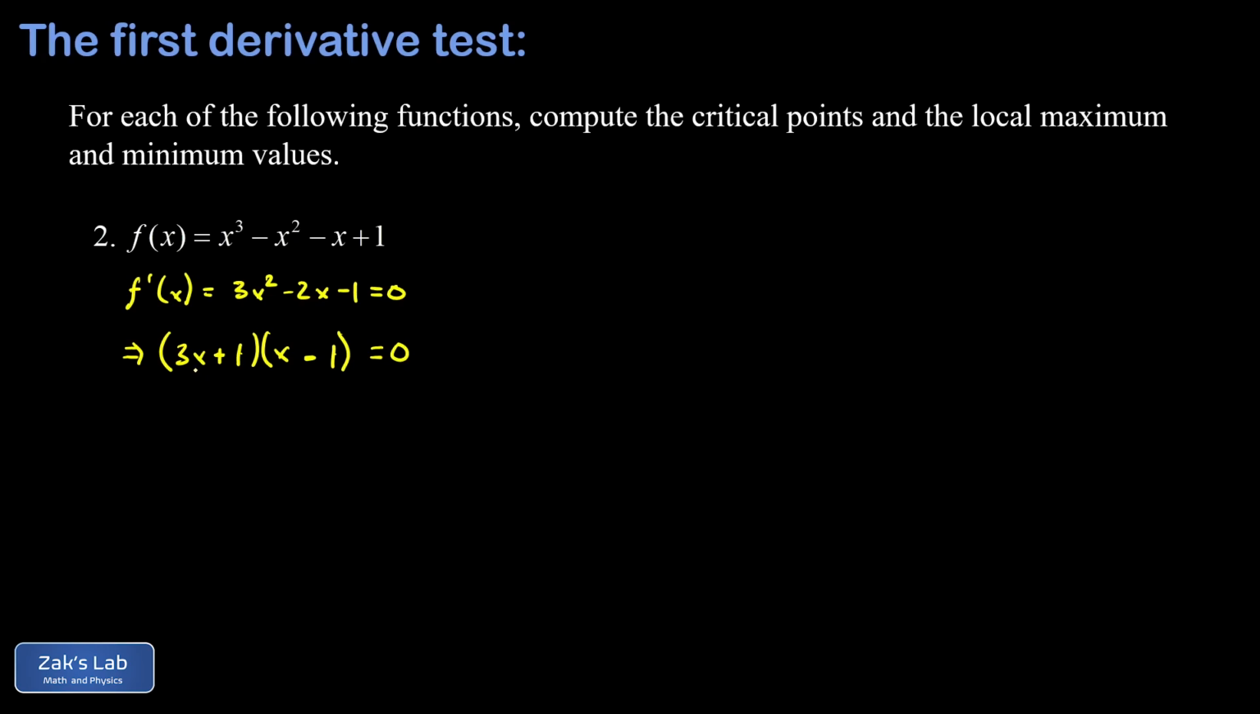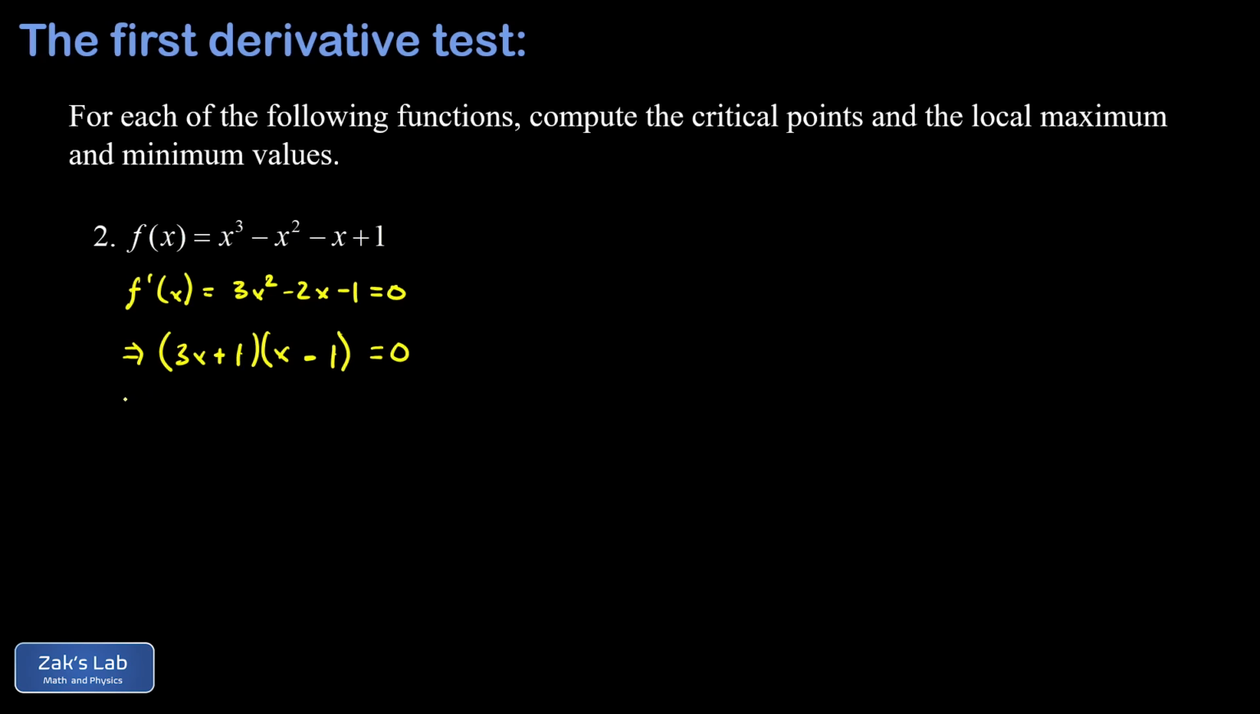So I'm thinking through FOIL here, and I have 3x squared minus 3x plus x. That gives me the right cross term, and then minus 1 at the end, so everything's working great. So I'm left with this equation, 3x plus 1 times x minus 1 is equal to 0. And there's two ways to have a solution to that equation. Either one of these factors could be equal to 0, and because 0 times anything is 0, that's going to be a solution to the equation.